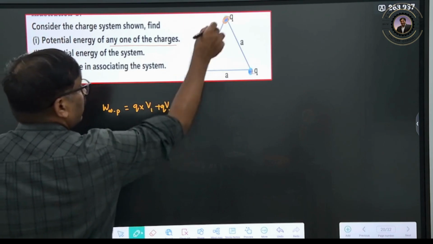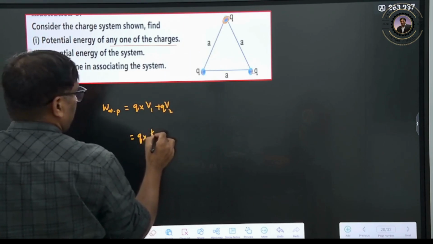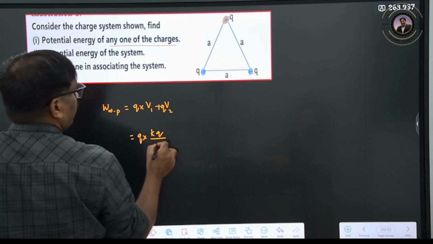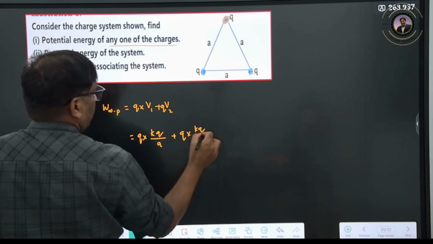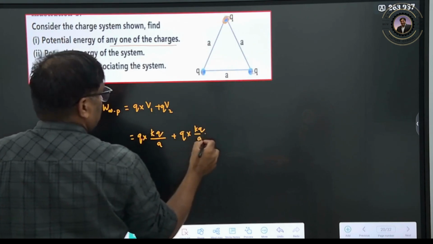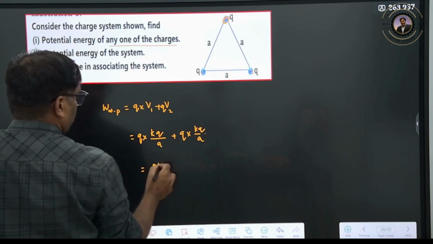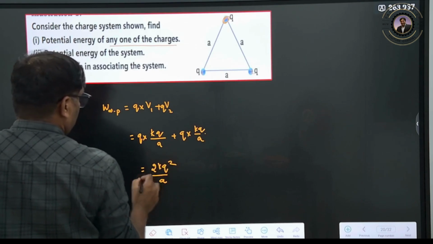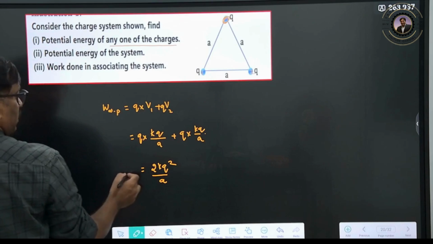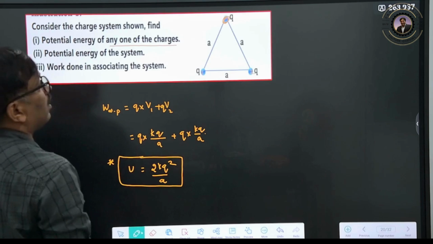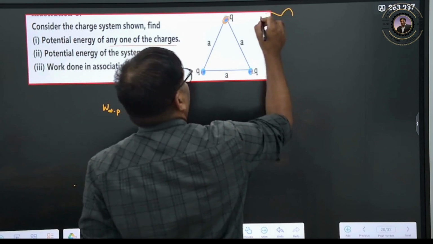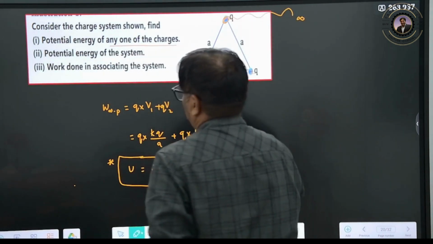So this V1, what is the potential? KQ by A. Plus Q into KQ by A, this potential created now. How much now? 2KQ square by A. So this much amount of work is done, this much amount of energy is stored in this charge. That means we have to bring it from infinity to a certain point here. Clear?